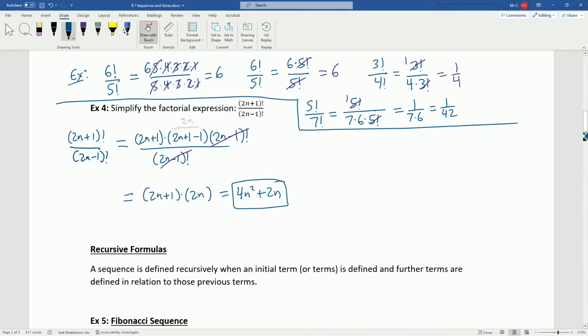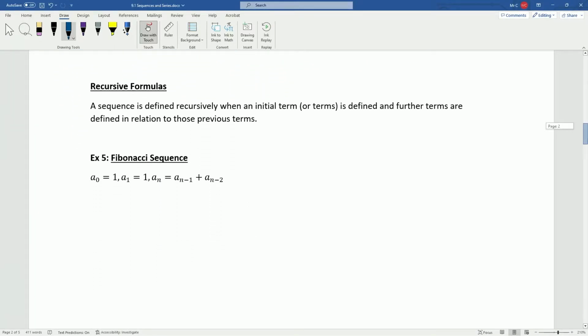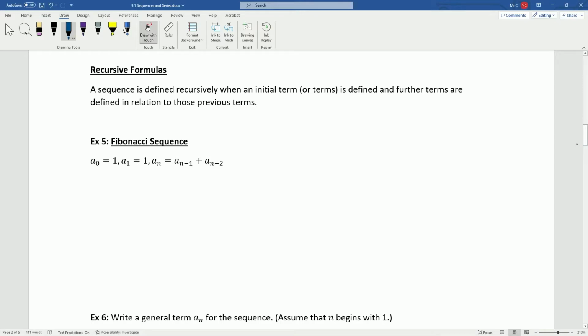Let's go ahead and move on here. So now we're going to start taking a look at recursive formulas. A sequence is defined recursively when an initial term or terms is defined and further terms are defined in relation to those previous terms. In other words, you're going to be given one or two or a few terms explicitly, and then you're going to be given a formula for how to relate your terms together after that. So we'll take a look at the Fibonacci sequence as an example of a classic recursive formula.